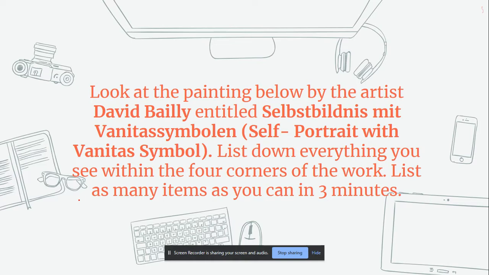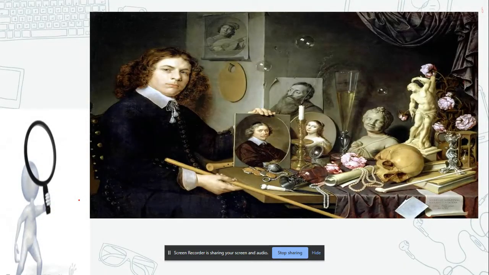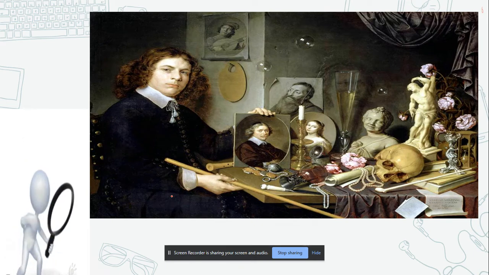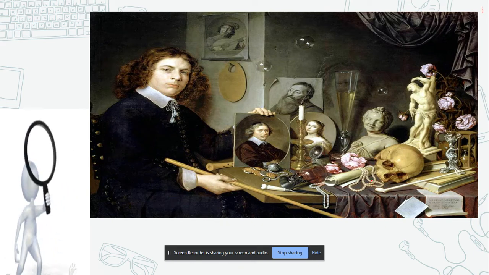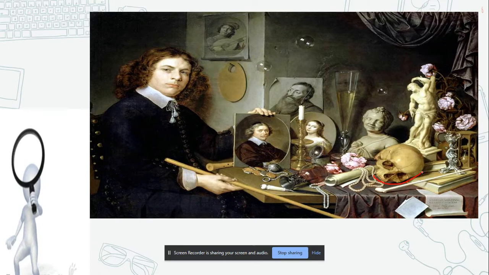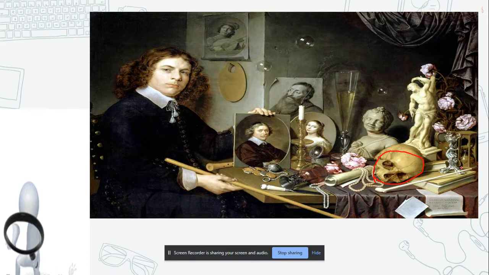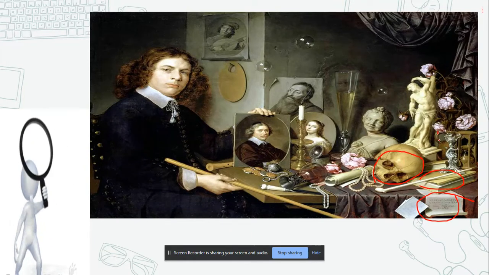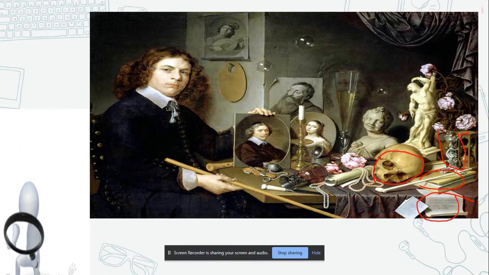List down everything you see within the four corners of the work. List as many items as you can. All right. Let's see it. This is the painting. From that alone, what could you see? It's obvious to have a skull. We have a skull here. We also have books, letters. We have a flower vase. What do you think?